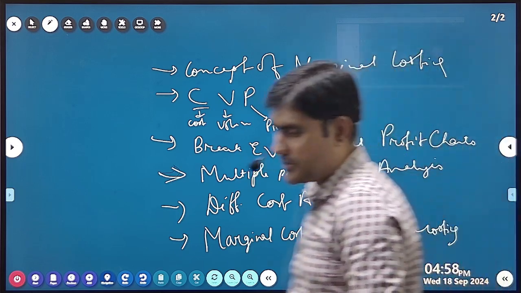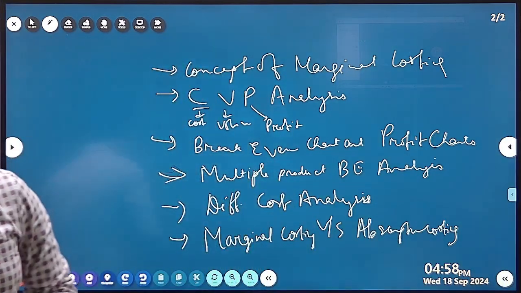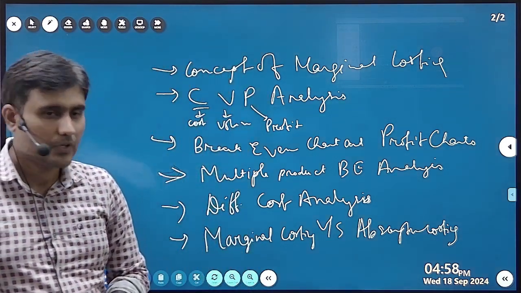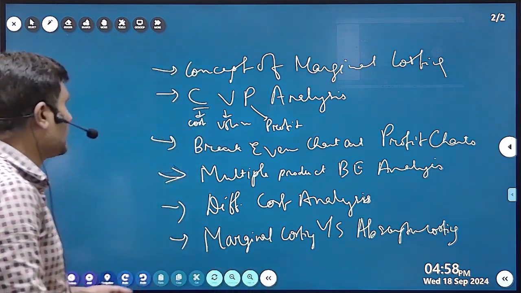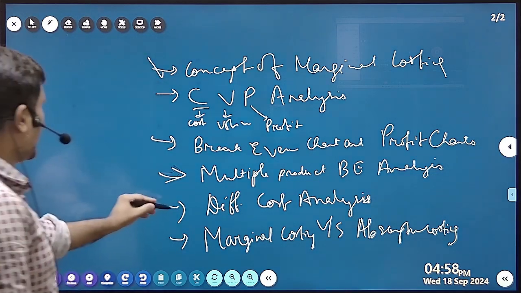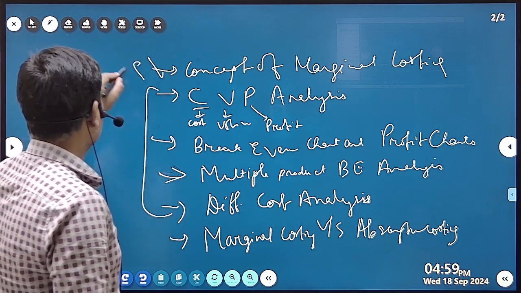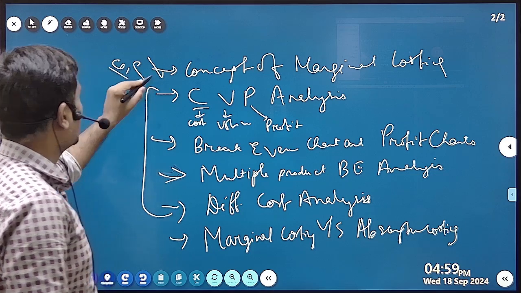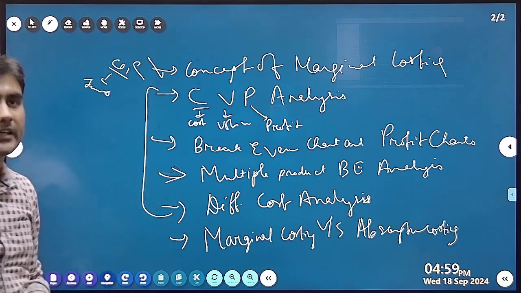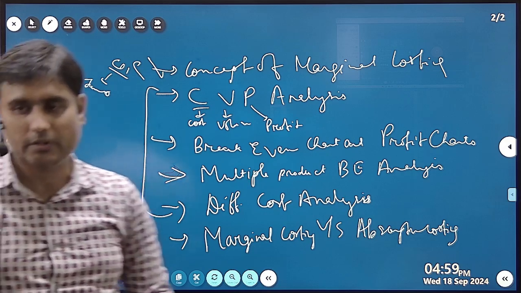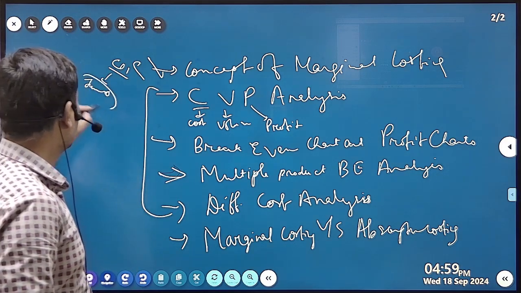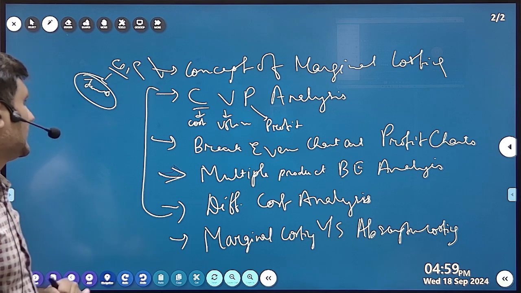This is a very easy chapter but a very important chapter. It is in your CMA inter as well as CMA final. So you have to do this chapter very cautiously. Concept of marginal costing, today we will cover this. We will try to cover all these things in class 1, including all the formulas, which you have to always check when you go for your exams. In CMA inter, CMA final, whenever you go to exams, you have to go through the formulas.